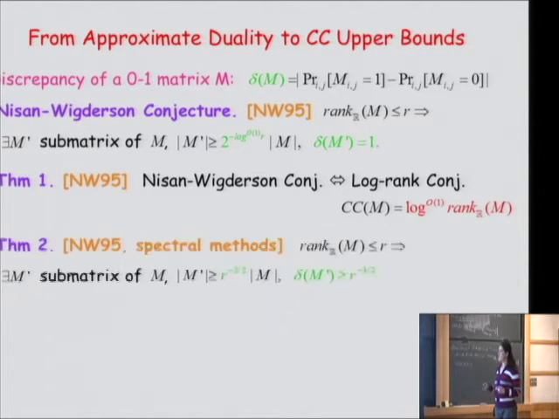In the same paper, they also proved a weakening of this conjecture using spectral methods. The weakening is that if a 0-1 matrix has rank at most R, then there exists a large submatrix M prime of M, of size at least R to the minus 3 halves times the size of M, and its discrepancy is not 1, as in the conjecture, but it is still quite large. It is at least R to the minus 3 halves. So instead of proving that every matrix of low rank has large monochromatic rectangles, they prove that 0-1 matrices of low rank have large submatrices of high discrepancy.